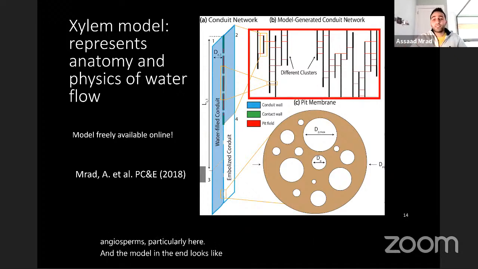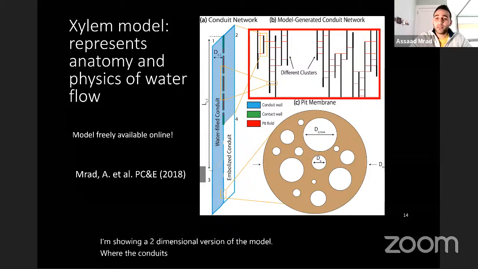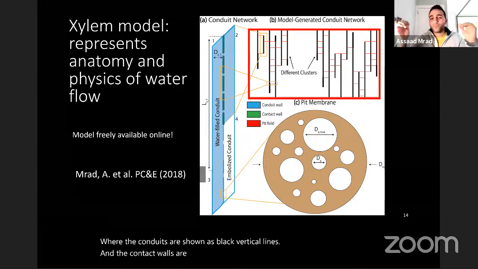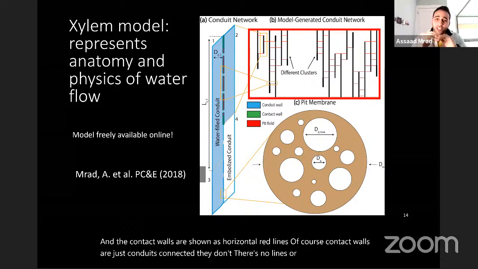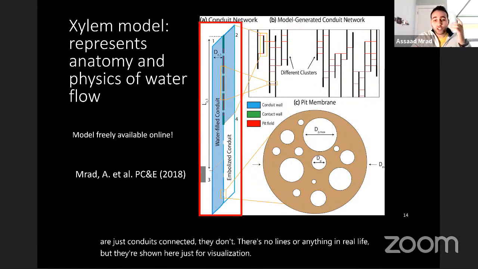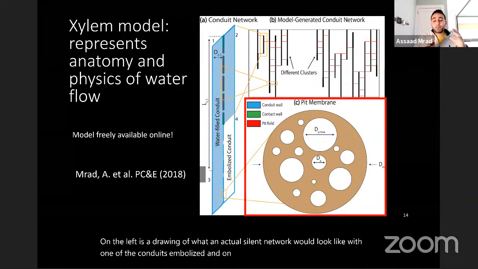On the top right, specifically, I'm showing a two-dimensional version of the model where the conduits are shown as black vertical lines, and the contact walls are shown as horizontal red lines. Of course, contact walls are just conduits connected. There's no lines or anything in real life, but they're shown here just for visualization. On the left is a drawing of what an actual xylem network would look like, with one of the conduits embolized. And on the bottom, I'm showing what a pit membrane looks like.